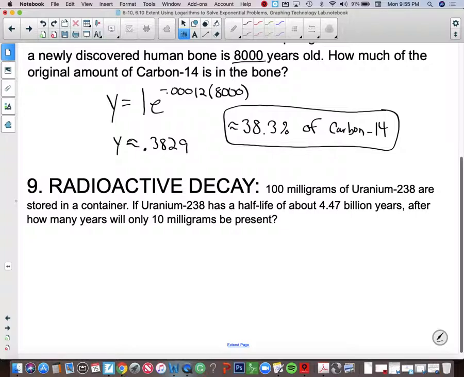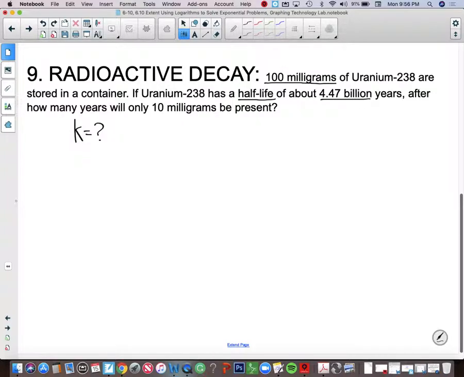Okay, so first of all, we don't know this value. We don't know what our K value is. You got to find that. But we do know we got 100 milligrams starting out. We also know it's got a half-life of 4.47 billion years. That's the information that we can use to find the value of K.